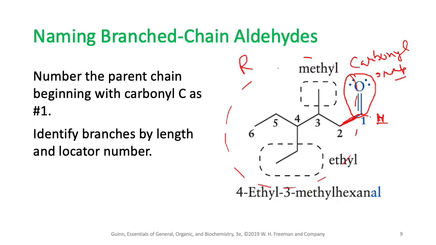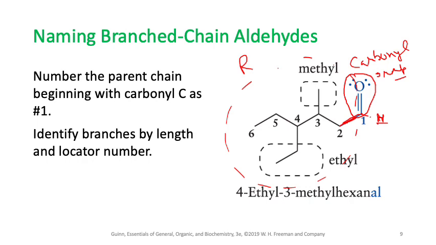So let's apply the rule. You have to find the parent chain, the maximum carbon-containing chain that you can go along. And the rule says you cannot skip the carbon that has an aldehyde group or a carbonyl group. You have to include that functional group in your counting, right?